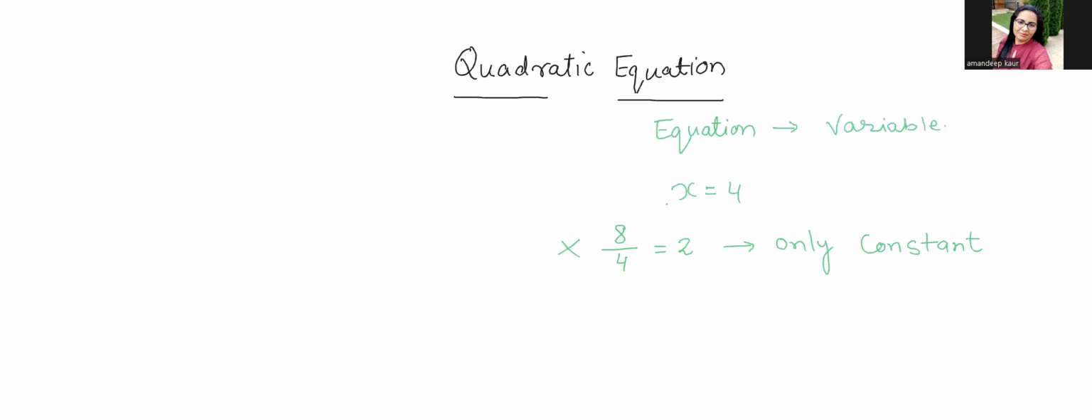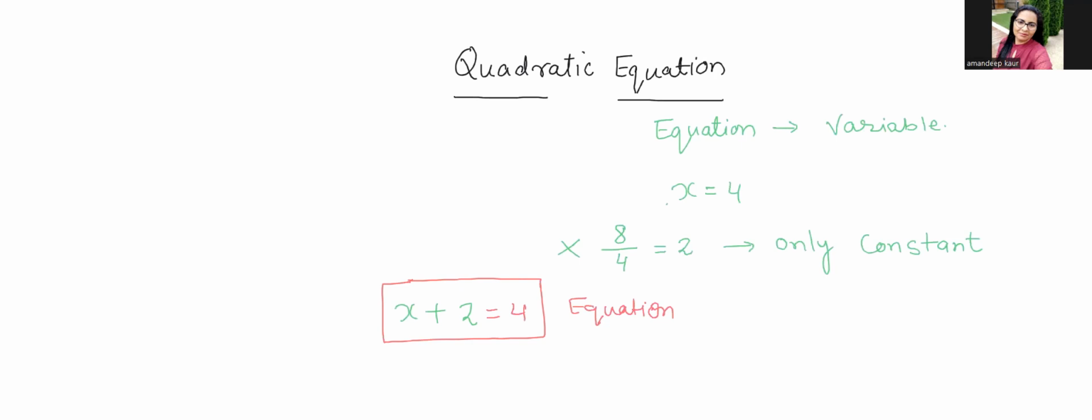Now, let's take, for example, variable x, and let me say this is one algebraic expression, x plus 2. If you equate this expression with another one, let's say 4, then this is an equation. This is the very first example. In this equation, we have variable x, 2 is a constant, and 4 is again a constant.